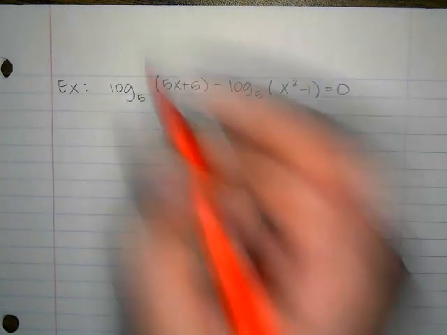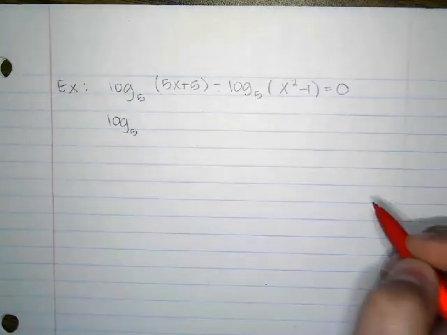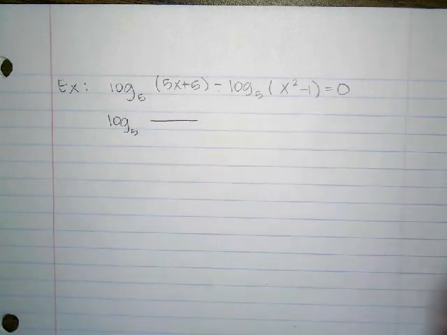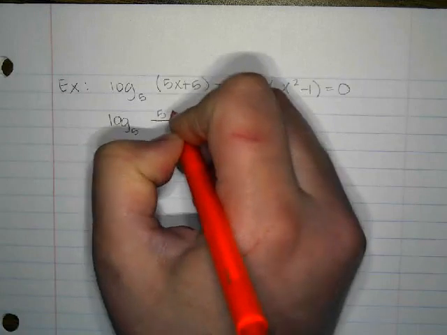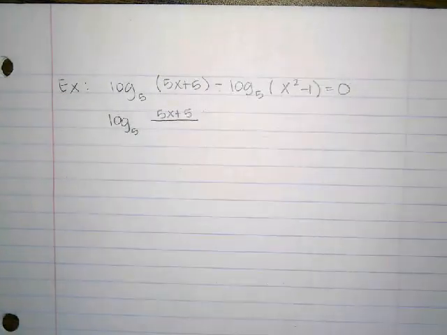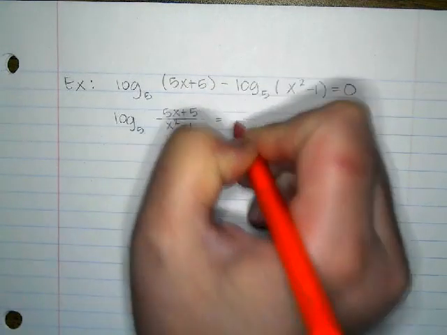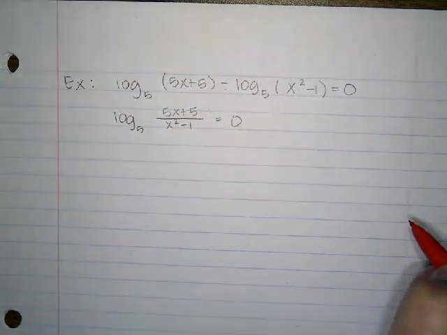So it's going to be a fraction. That's division. So we're going to write log base 5 one time. And then we're going to have a fraction. And what goes on top, what goes on bottom? Okay. And then what do we do?